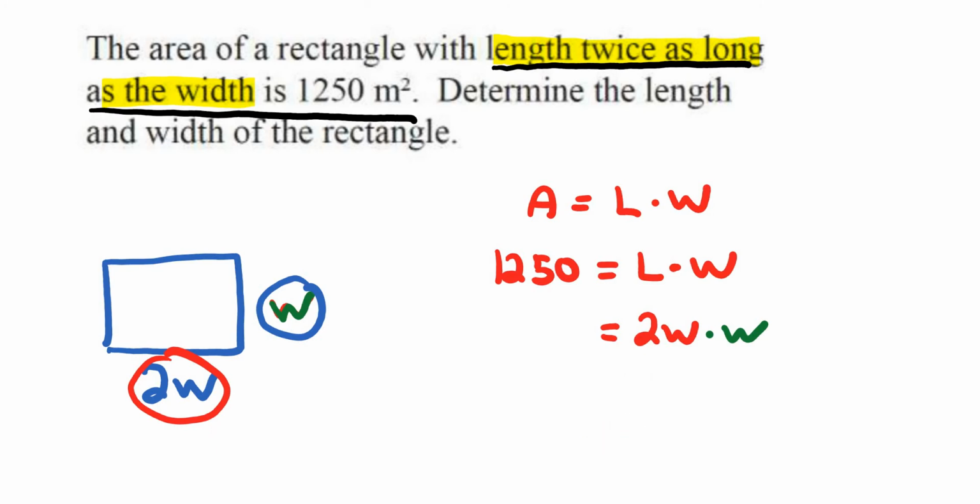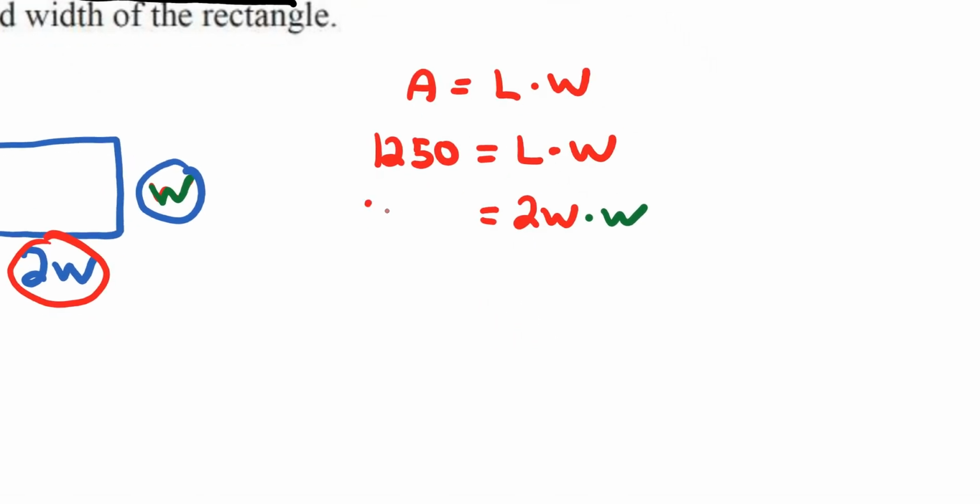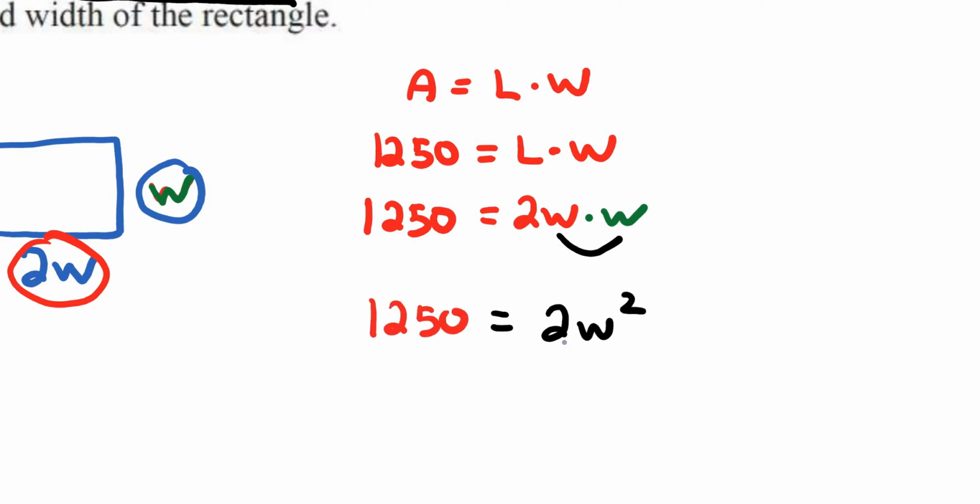And then let's go ahead and solve this equation here. Okay, so w times w is w squared. So 2w squared equals 1250 here on the left-hand side. And then I can divide both sides by 2. If I do that, those 2's will cancel. And then I'm just left with w squared. And now we can calculate 1250 divided by 2. And that's going to be 625.